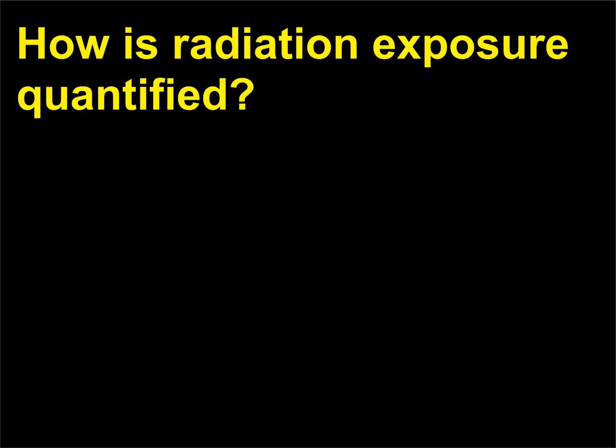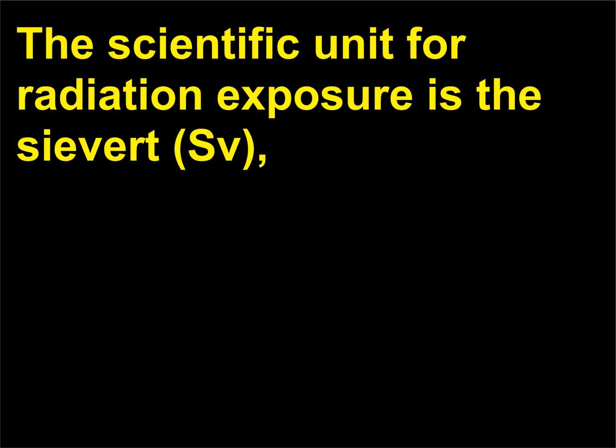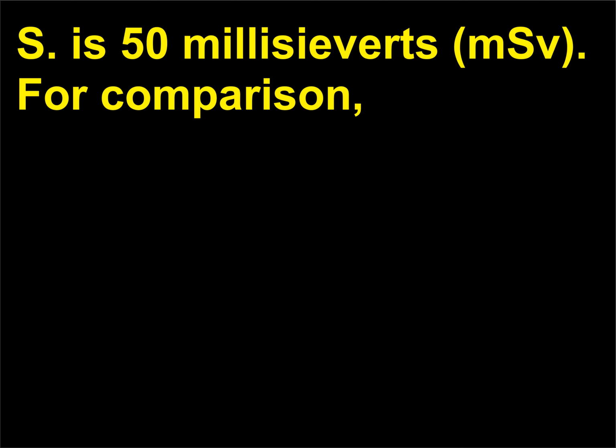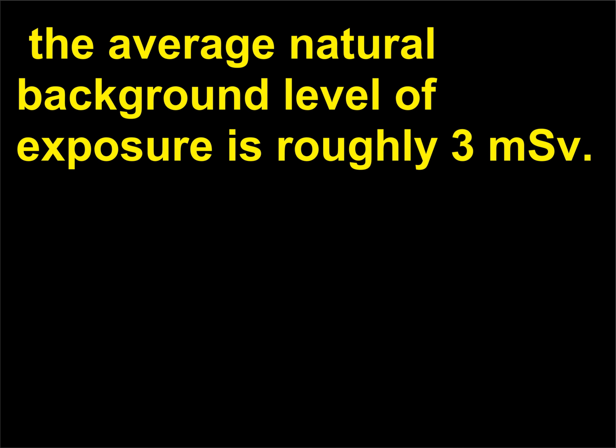How is radiation exposure quantified? The scientific unit for radiation exposure is the sievert, Sv. Though several other types of units do exist. The maximum radiation exposure that is allowable for occupational exposure in the U.S. is 50 millisieverts, mSv. For comparison, the average natural background level of exposure is roughly 3 mSv.